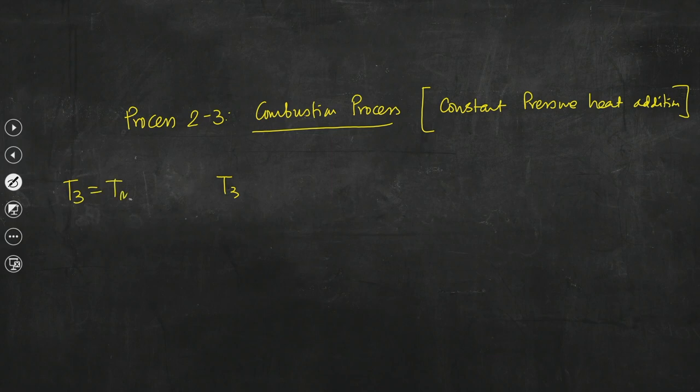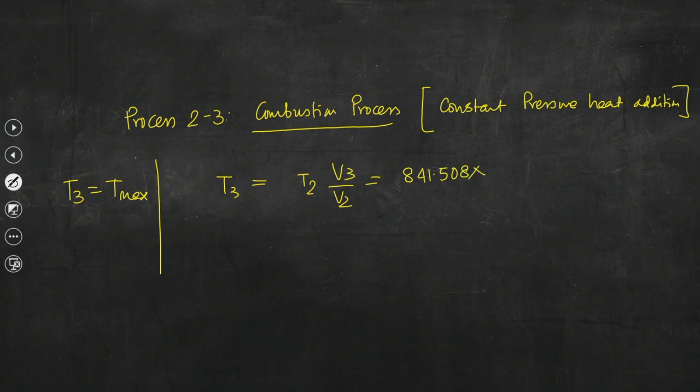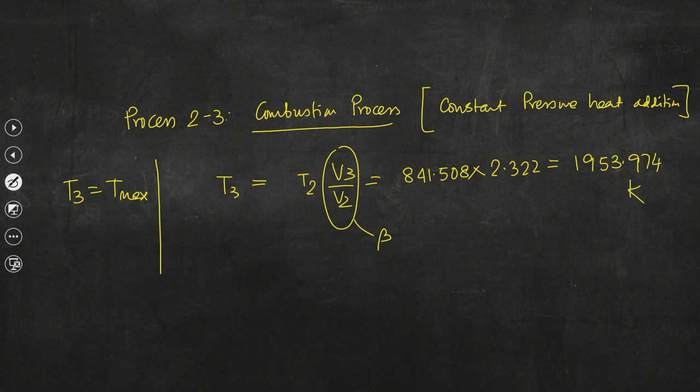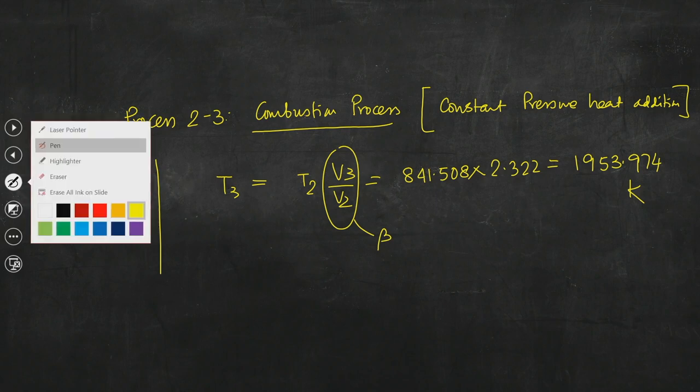T3 equal to T max. So, T3 is reached by a constant pressure process. So, T2 into V3 by V2. T2 we have already calculated, right, 841.508, into V3 by V2, that is the cutoff ratio. So, this is the cutoff ratio, that is beta. We have already calculated that, it is 2.322, and we are getting 1953.974. So, this is in Kelvin, okay.